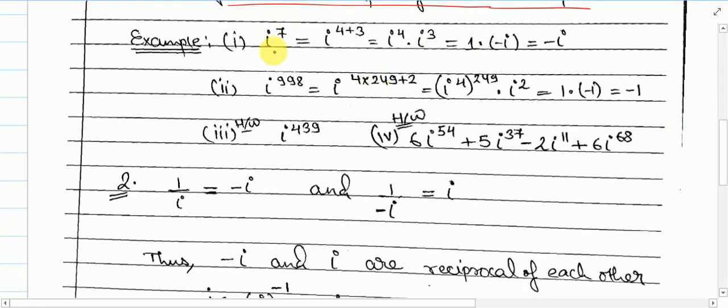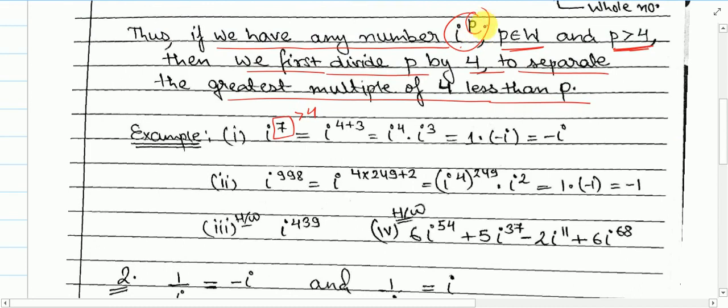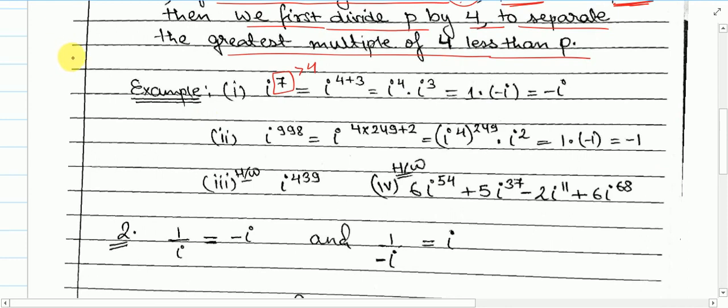Here we have i to the power 7. Can you see 7 is greater than 4? Yes. So this is what the statement is saying, that if you have something in the power which is greater than 4, then you should divide that power by 4. So here we have 7, so 7 will be divided by 4, and you get this. So that means 7 can be written as 4 into 1 plus 3.